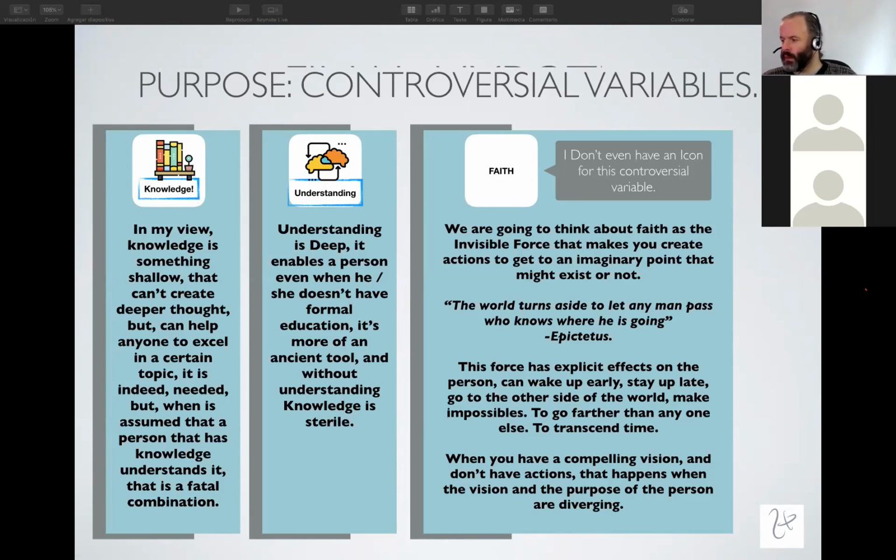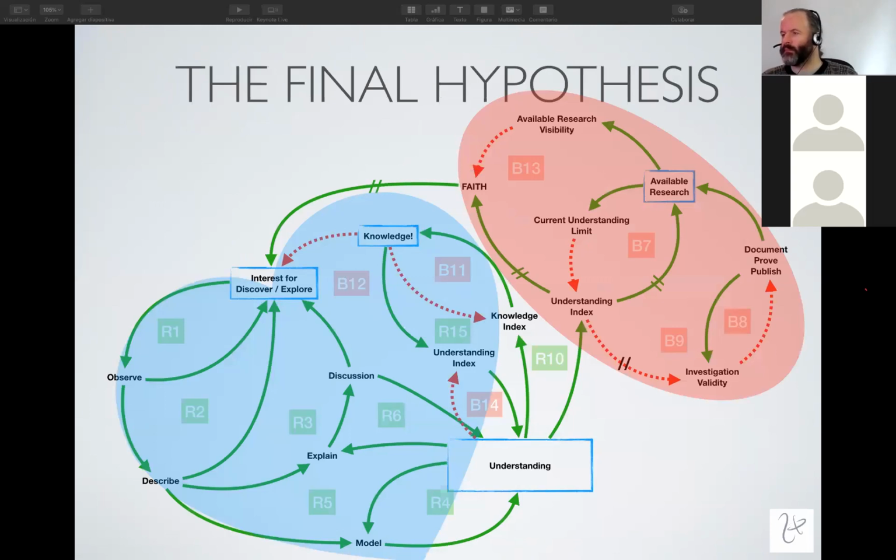Okay. So here's the final hypothesis. On the left side we have a blue structure, or latent structure. Everything that happens here happens inside the person, the observer, the learner, the student, the professor. This is an internal force. In some cases, it's unstoppable.